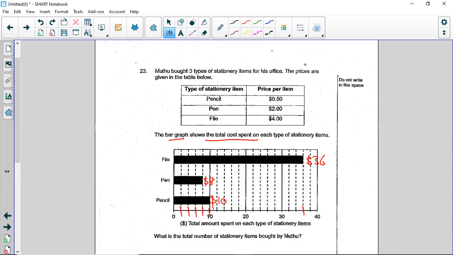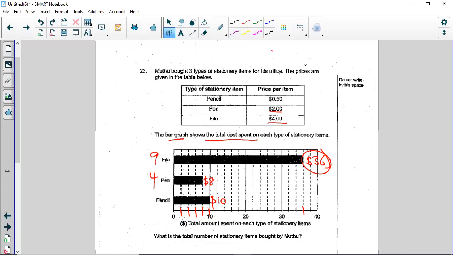So you need to do what? You need to take the files, which is $36, divide by how much is 1 file, which is $4, and you will get 9 files. Pens is $8. You divide by $2 to get how many pens? You will get 4. 8 divided by 2 is 4.